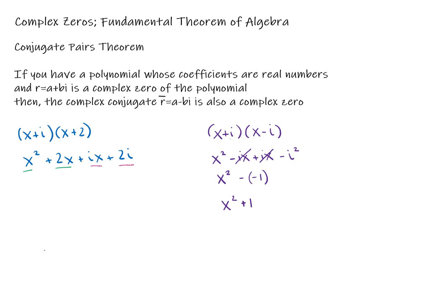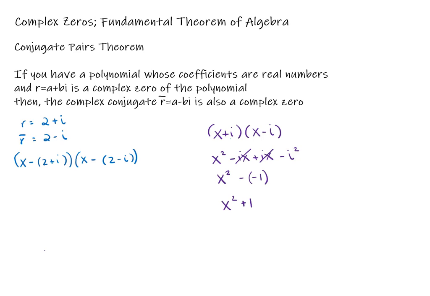Let's do one more example. If I have the complex zero 2 plus i, then I will also have the complex conjugate of that zero, 2 minus i. And so if I wanted to write this in factored form, I have to do x minus r and x minus r bar. Keep in mind that your factors are always going to be x minus the complex zero. So then we're going to simplify that. That's going to be x minus 2 minus i and x minus 2 plus i.